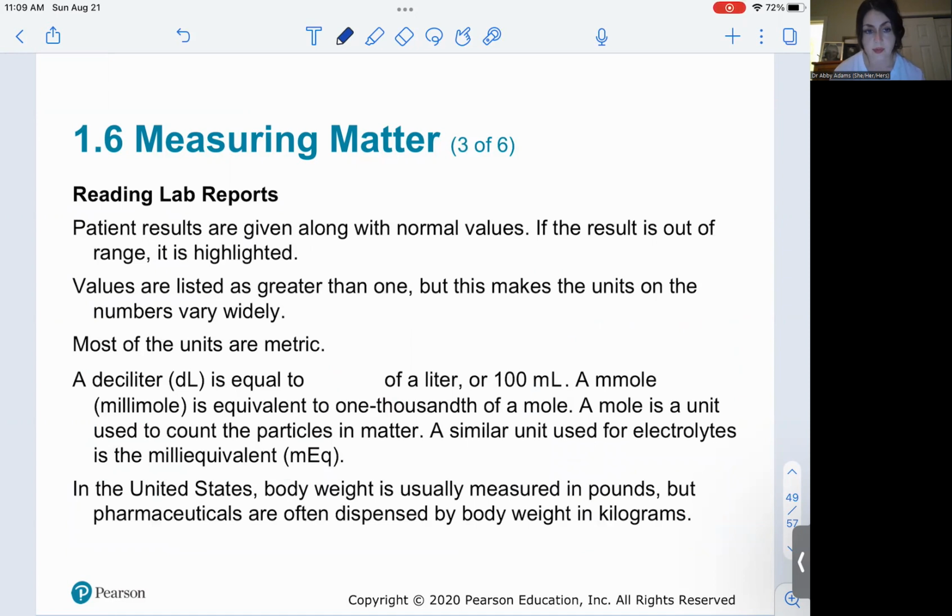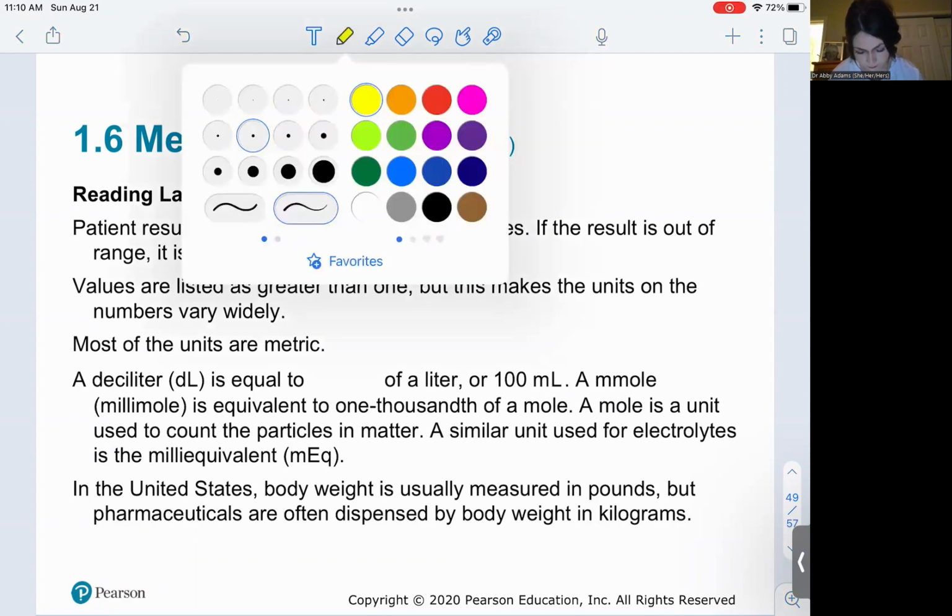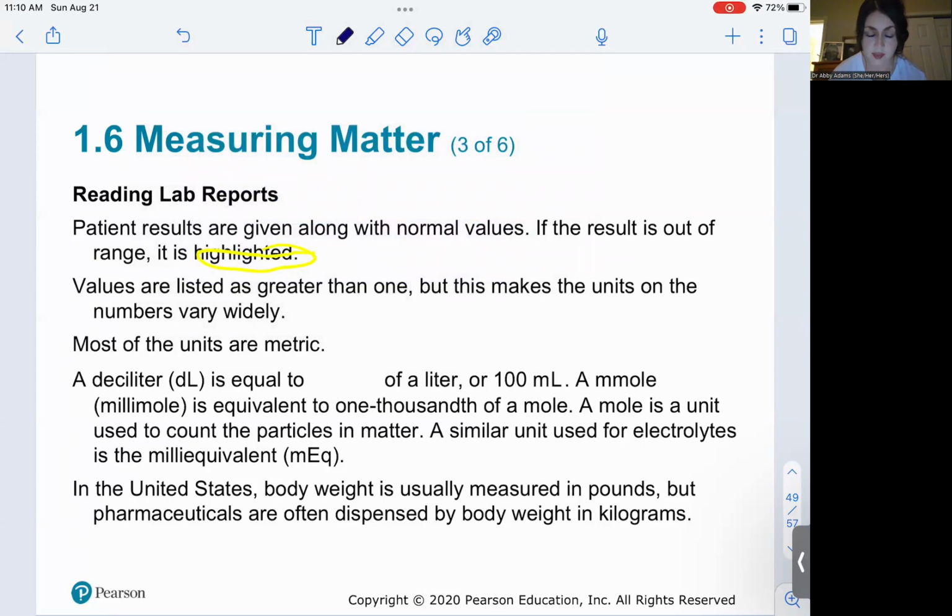Whenever you're going to be looking at lab reports, because a lot of the people in this course are in allied health and going to be nurses, you're going to be given a lab report that you're going to assist patients in viewing. Patients are given results with these normal values, and they're given a range. If something is not in that range, if it's high or low, it's going to be highlighted. Just keep that in mind. These are things that you're going to be doing on a daily basis.